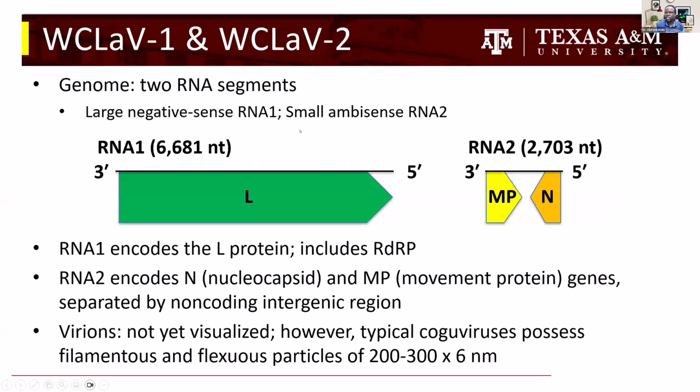They did a lot of genome analysis, and they were able to determine that each of these viruses, whether crinkle leaf associated virus 1 or 2, has a very similar genome architecture. It's basically composed of two RNA segments: one large RNA segment of about 6.7 kb, in the negative sense orientation, and RNA2, which is much smaller, which encodes two proteins, a movement protein and a nucleocapsid protein, with an ambisense strategy. They did not pursue visualizing virus particles, but based on their genus assignment into the genus Coguvirus, we can assume that these viruses also have a filamentous flexuous particle of this particular dimension, if the virions were identified.